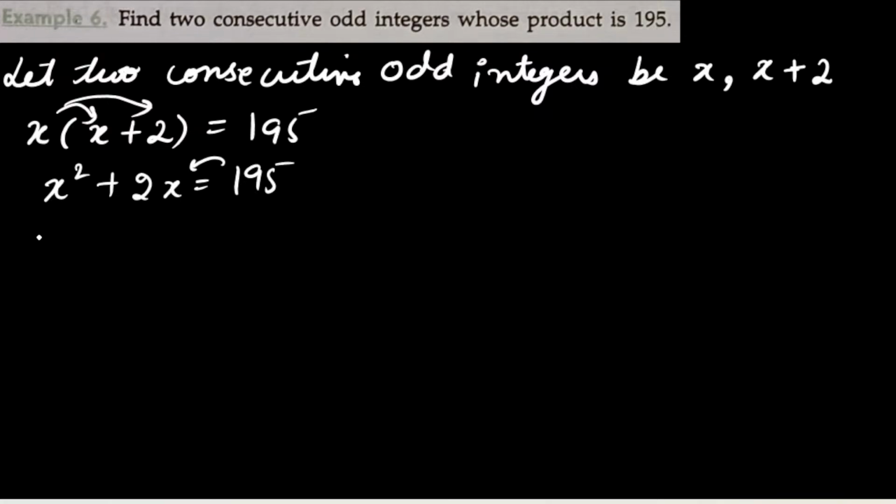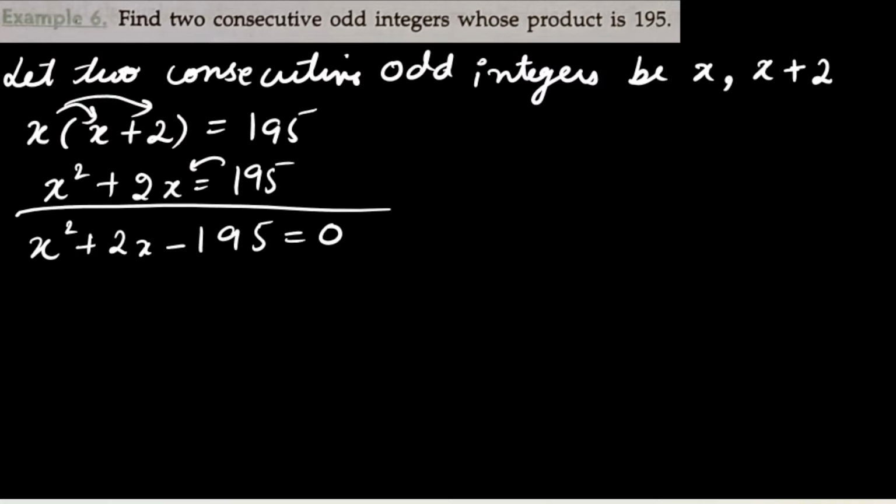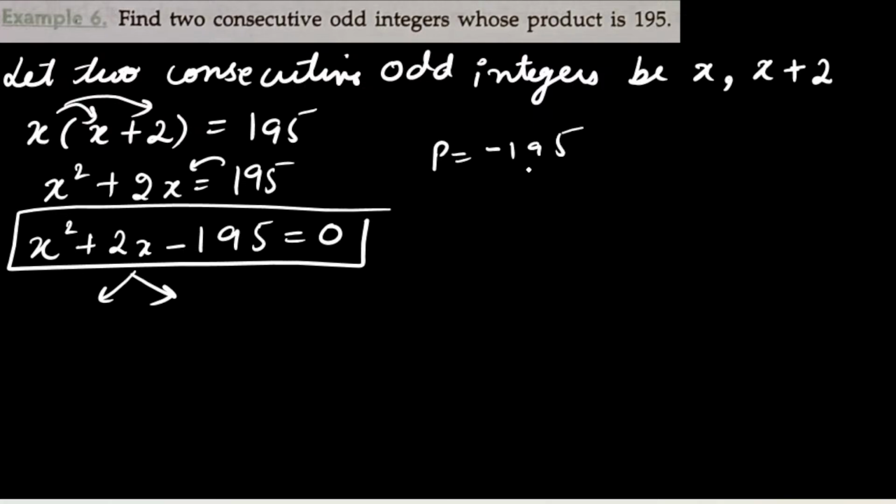Now let's shift 195 to this side. So x square plus 2x minus 195 equals 0, because when shifting to the other side it becomes negative 195. This is the required quadratic equation. Now we just have to solve it as we normally do, by splitting the middle term. The product is minus 195, the middle term is 2. What are the factors? Factors you can tell me.